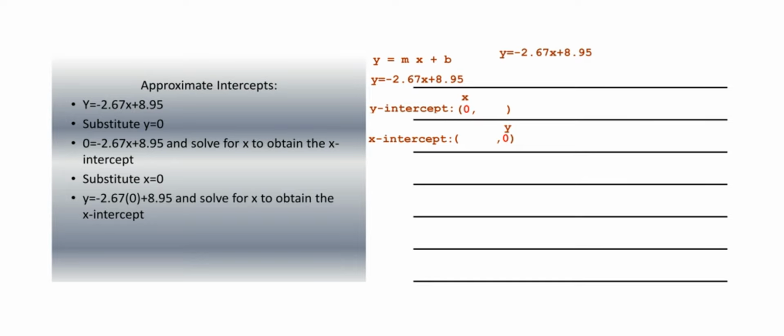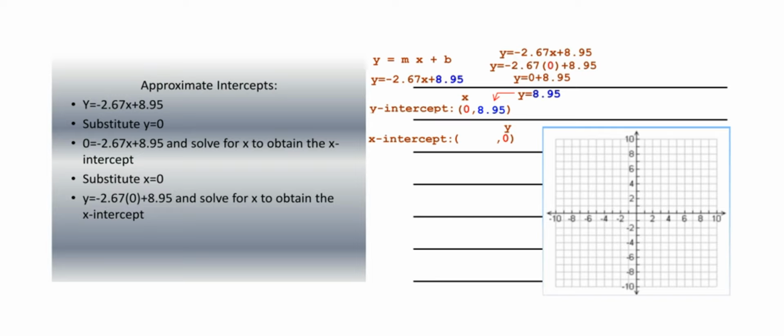So, our equation, y equals negative 2.67x plus 8.95. Let's substitute the value of 0 in for the x. Negative 2.67 times 0, well, that just leaves us 0. 0 plus 8.95, right? And 0 plus 8.95 is just 8.95. So there is our y-intercept value, 8.95. Let's plug into our coordinate here, and we might as well graph it.